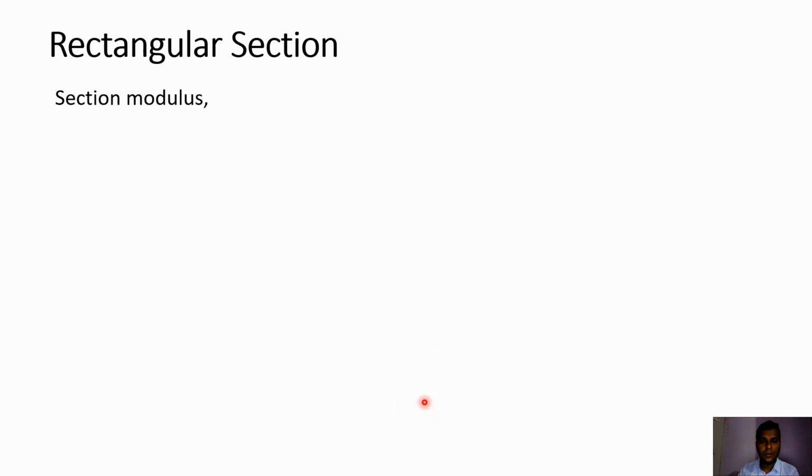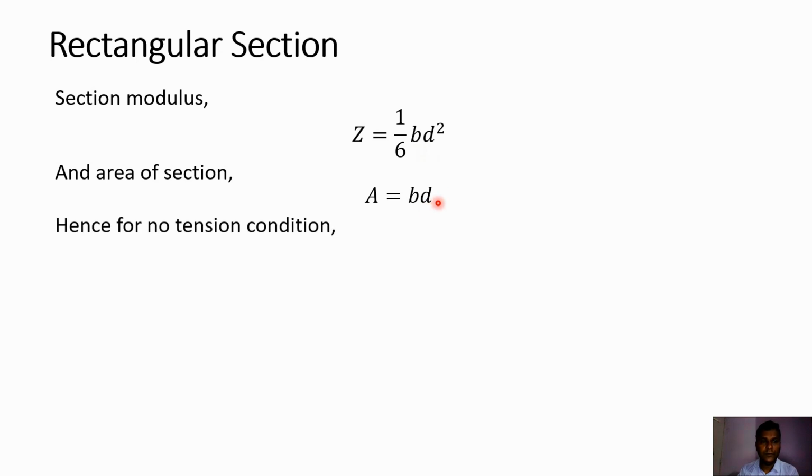Now for a rectangular cross section, the section modulus, as we know, is equal to 1 upon 6 b d square, where b is the breadth and d is the depth for that particular cross section. Area of cross section we can simply find as equal to b into d. So for no tension condition, that is for core of section, as we discussed, e should be either less than or equal to Z upon A.